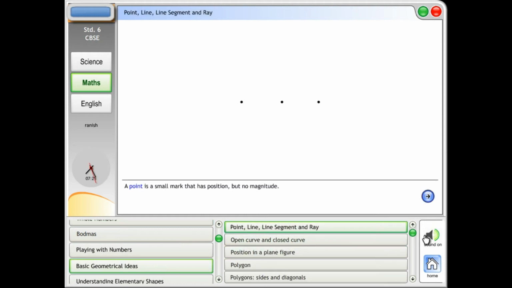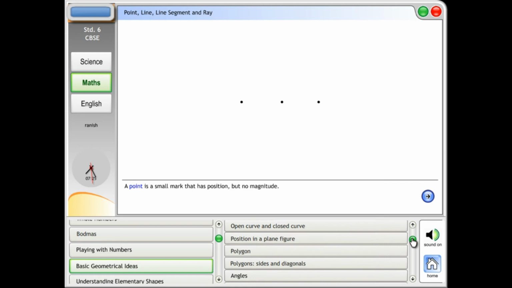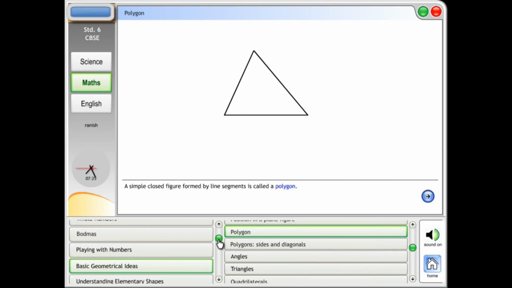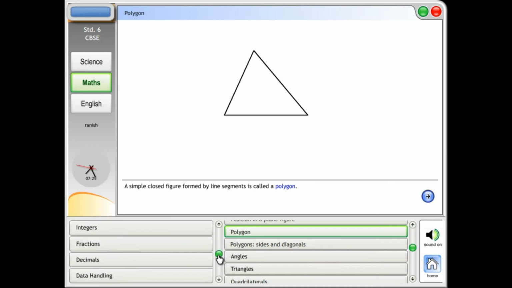Point, line, line segment and ray. A point is a small mark that has position, but no magnitude. It is represented by a small dot and denoted by a capital letter like point A. A line is a straight path. Polygon. A simple closed figure, formed by line segments, is called a polygon.